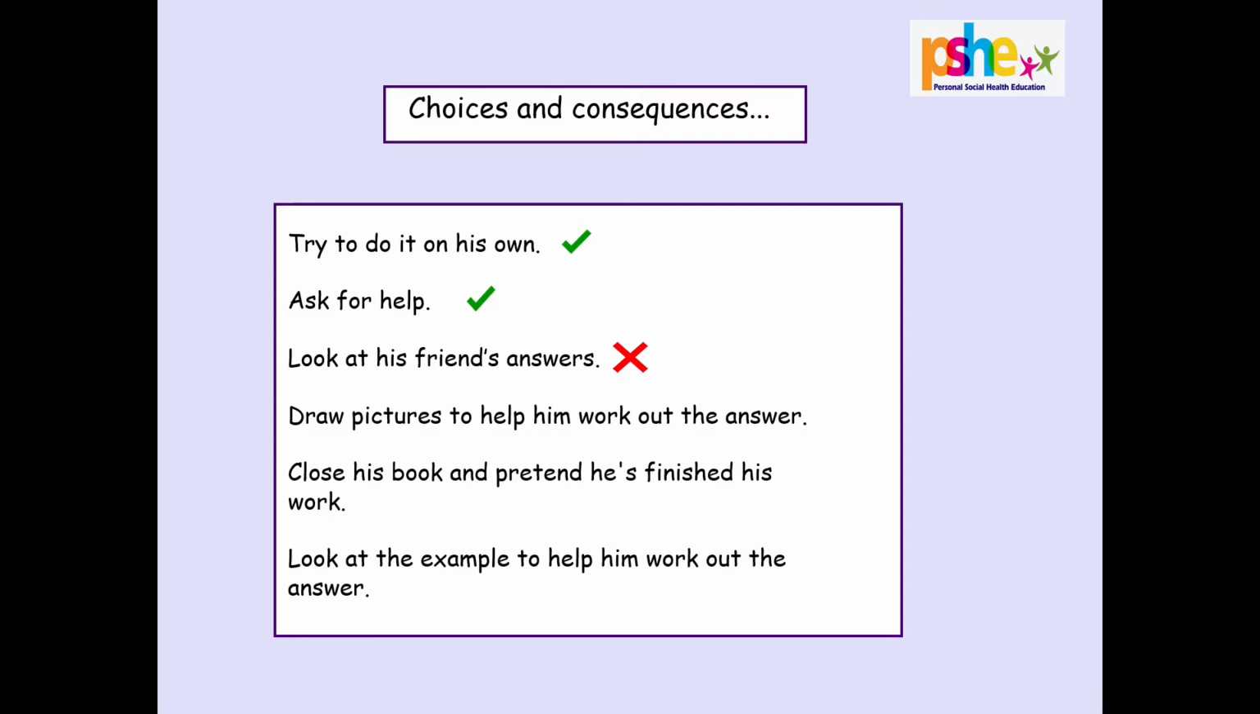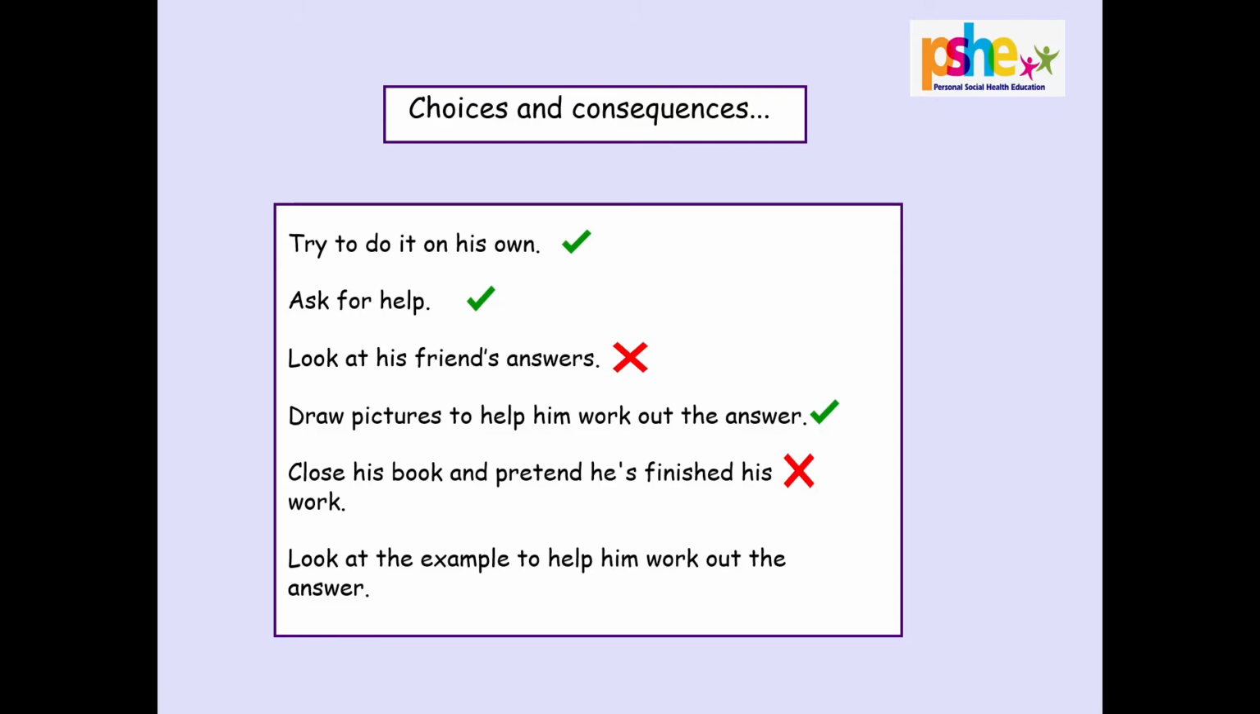The next choice is, should he draw pictures to help him work out the answer? Yes, he can do that, so that will help him to work out the equal groups and the answers to his multiplication. The next choice is, should he close his book and pretend he's finished his work? That's right, that's a bad choice, because again, by doing that, he wouldn't learn anything and the teacher will think he's finished his work when he wouldn't have completed it.